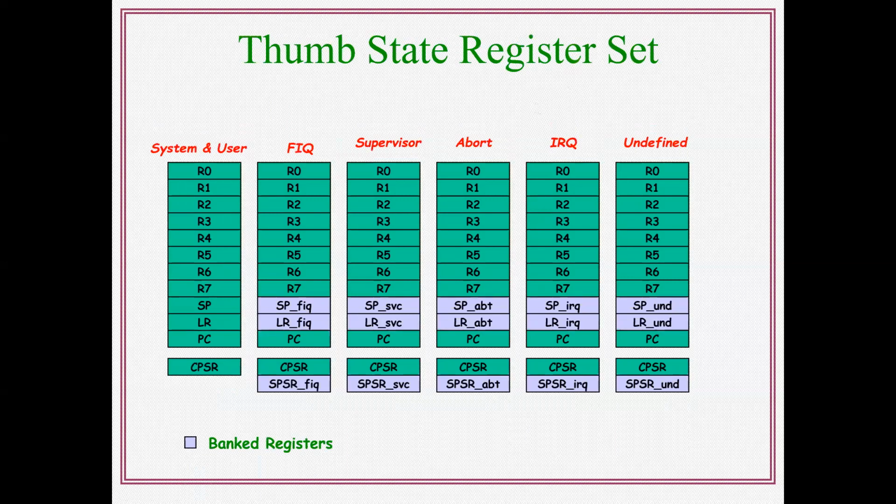Sir, what about the Thumb state register set? If you select Thumb state, then registers R0 to R15 are not all available, R0 to R7 are available, and next the stack pointer, link register, program counter and CPSR are available. You know the difference between ARM and Thumb. ARM is 32-bit, Thumb is 16-bit. Register size is the same. Register capability is the same. Width of the register is the same, but the instruction size is 2 bytes or 4 bytes.